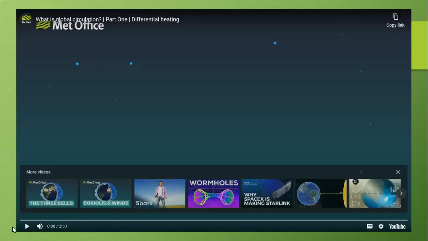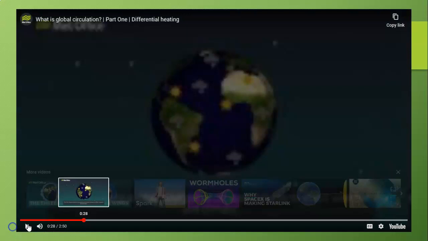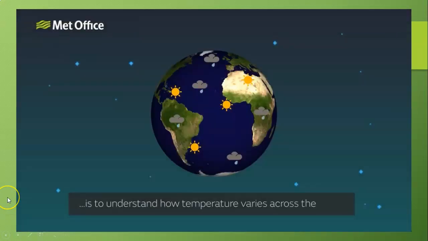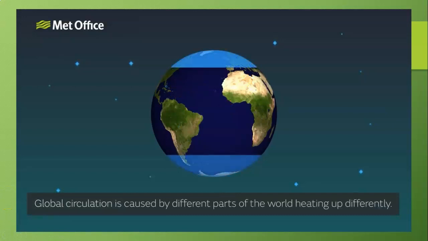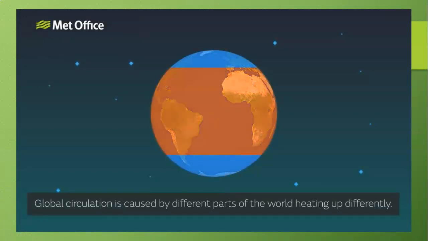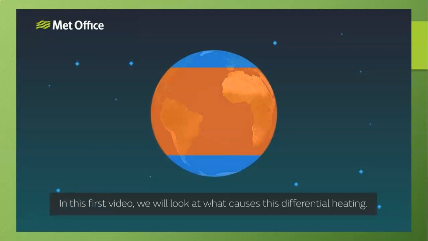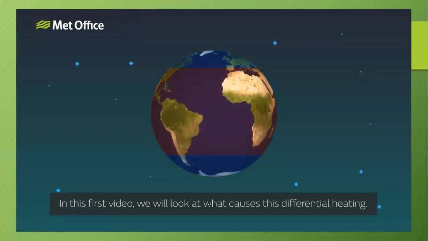This is a great video to describe differential heating and discuss its important contributions to wind and weather. Is to understand how temperature varies across the globe. Global circulation is caused by different parts of the world heating up differently. In this first video, we will look at what causes this differential heating.